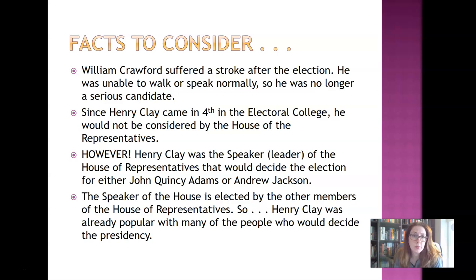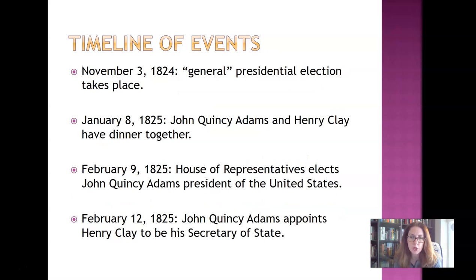So Clay came in fourth, like we said, so he wasn't going to be considered for president, but he was Speaker of the House of Representatives. And the House of Representatives was the group that was deciding who was going to be the next president. And the leader of the House is Henry Clay, and he wants to rise. He wants to extend his political career, and so he's got some power, and he's going to use it. And so he's going to see what he can finagle.